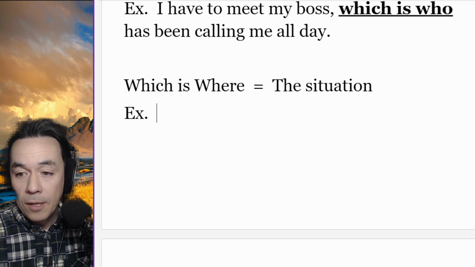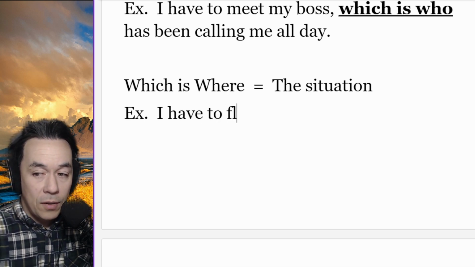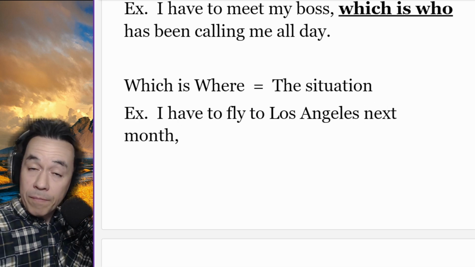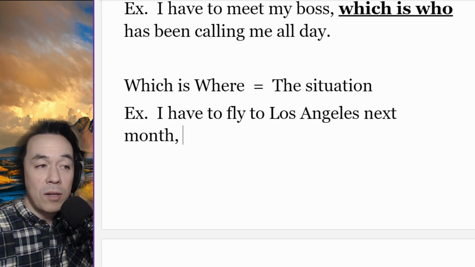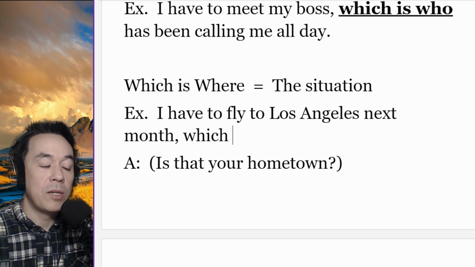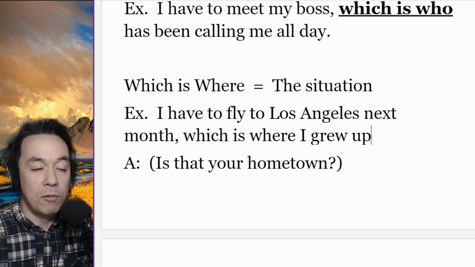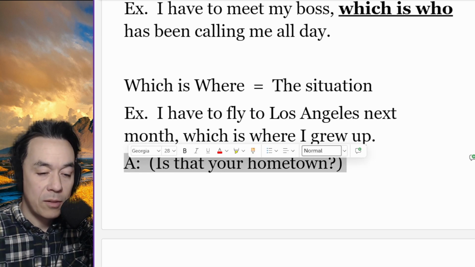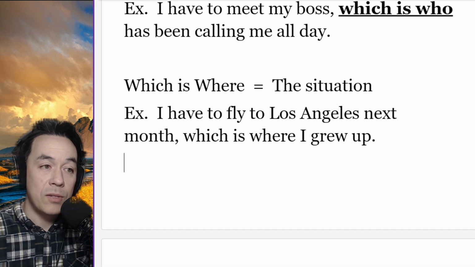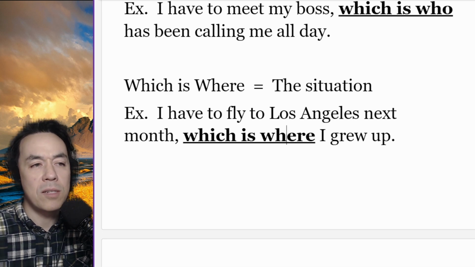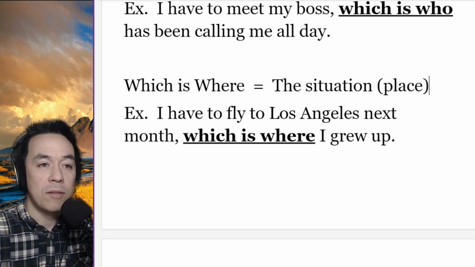Let's do these ones. Let's say, I have to fly to Los Angeles next month. Now a normal question, what kind of question? Like, is that your hometown, right? They might be thinking, well, yeah, which is where I grew up. Oh, okay, I see. Yeah, we can skip this question, and that means we've saved time with this phrase here, which is, in this case, the place.